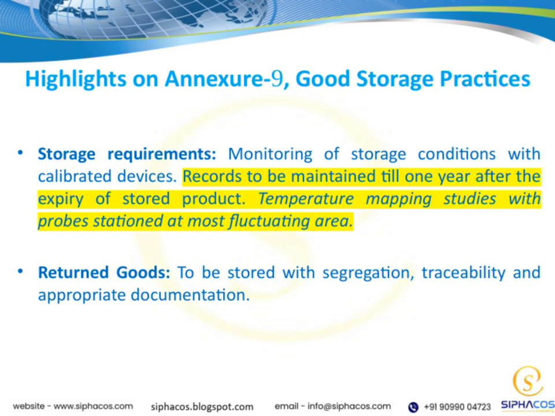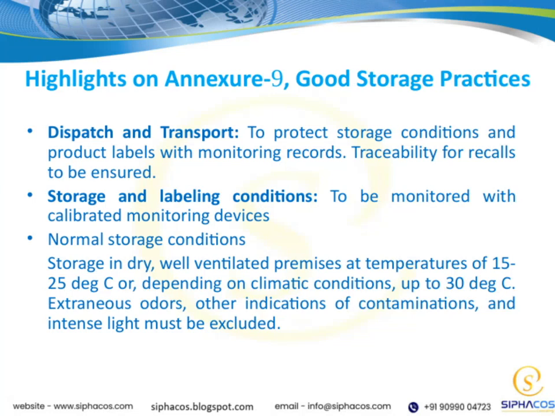Let's talk about dispatch and transport first. It's crucial that we protect the storage conditions and ensure product labels are maintained properly. Monitoring records play a key role here, as they help us verify that everything is as it should be. This traceability is especially important if we need to conduct recalls, because it allows us to track exactly where and how the products have been stored and transported.